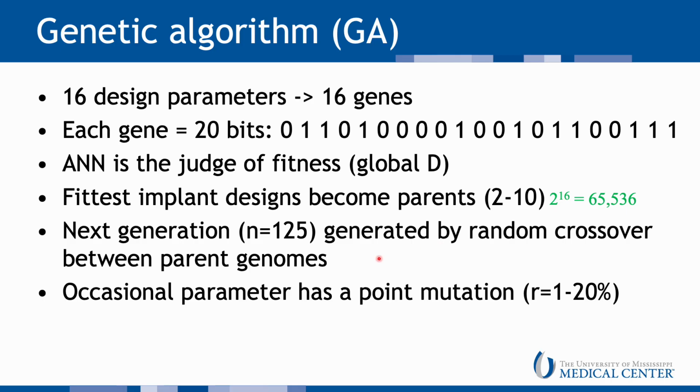And so we randomly cross over, say, 125 children designs in each generation. We have the chance for an occasional child receiving a point mutation that makes it jump to a different part of the design space, and this helps us to get off of those local hills and get to the peak of the tallest mountain.